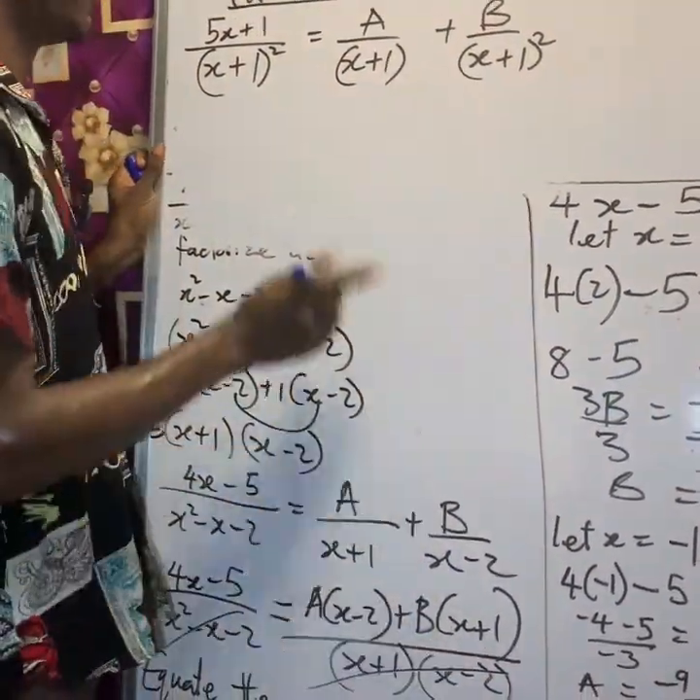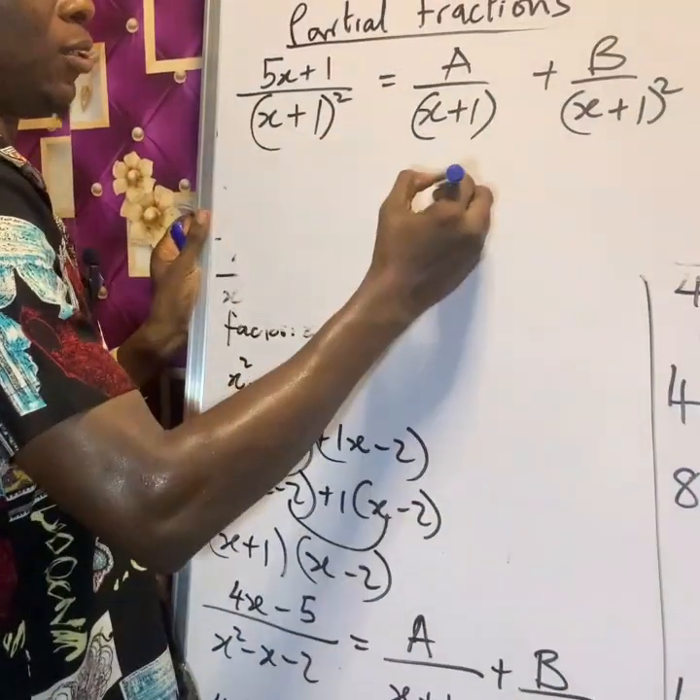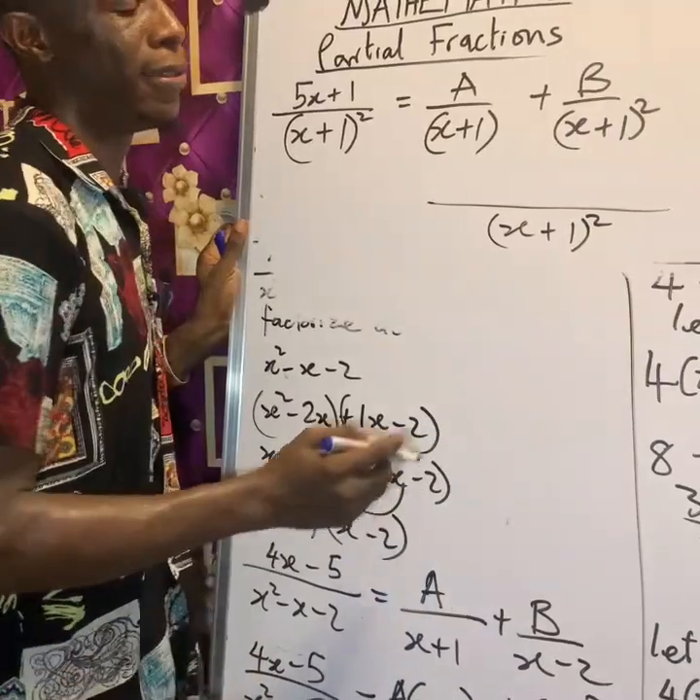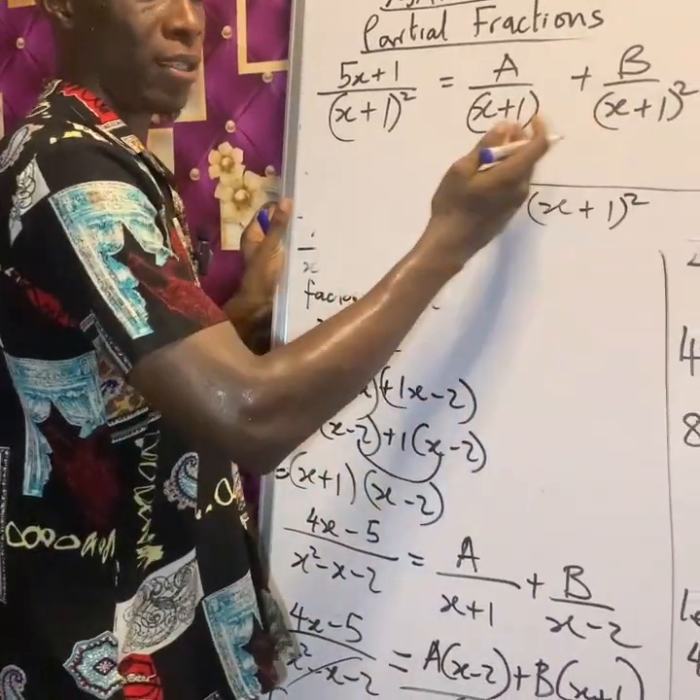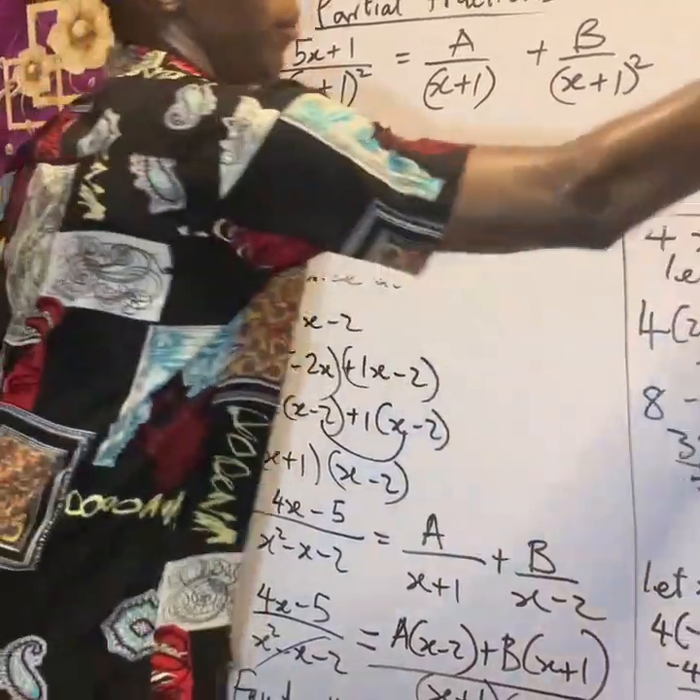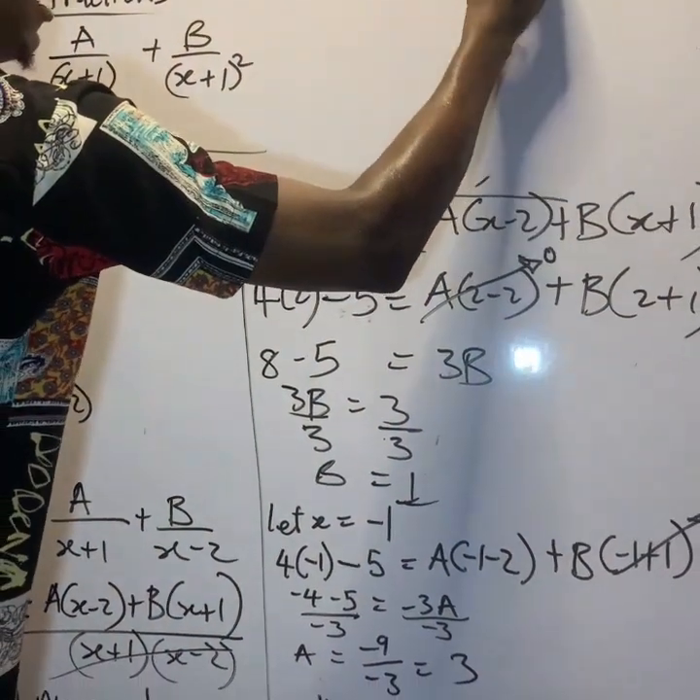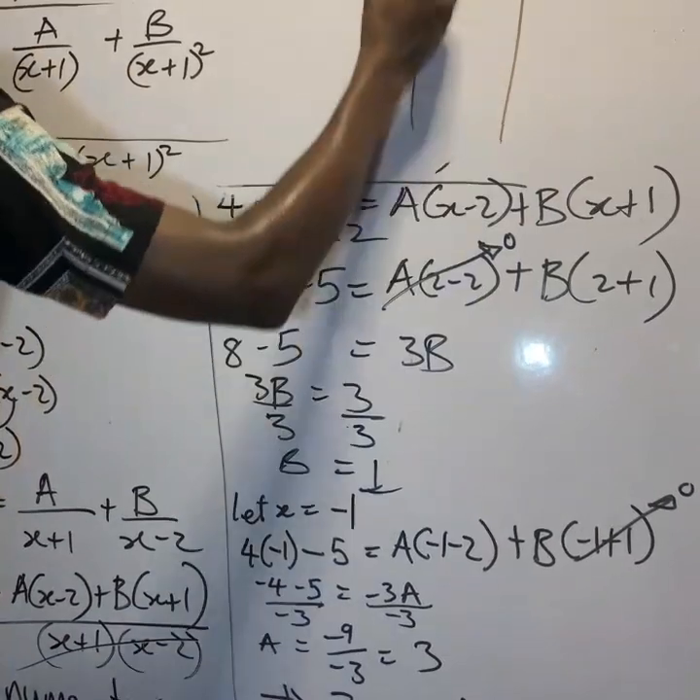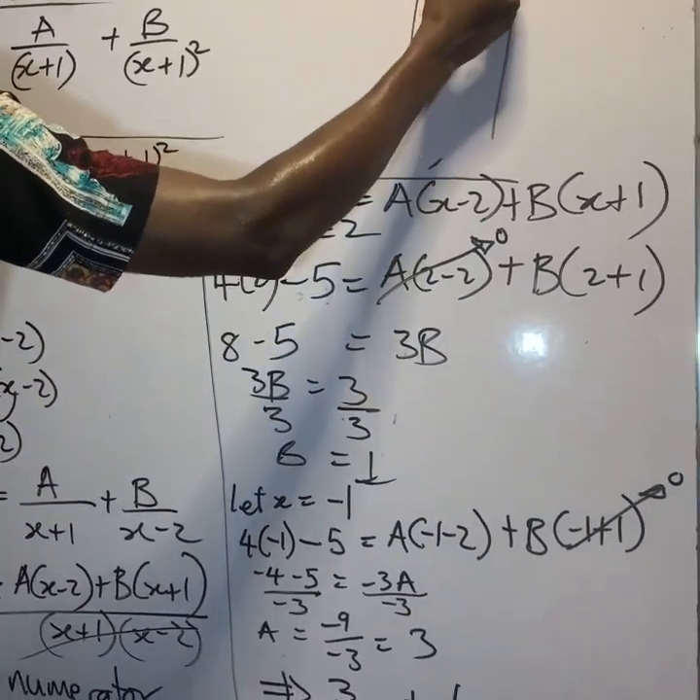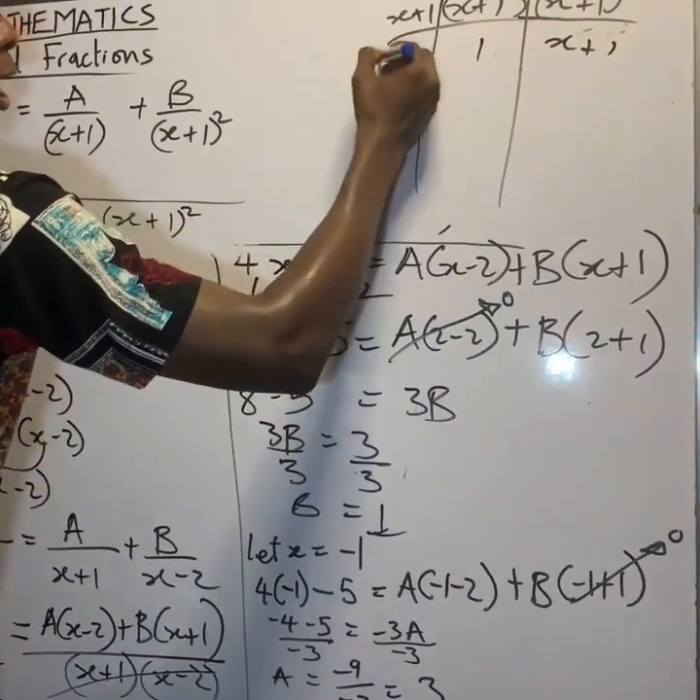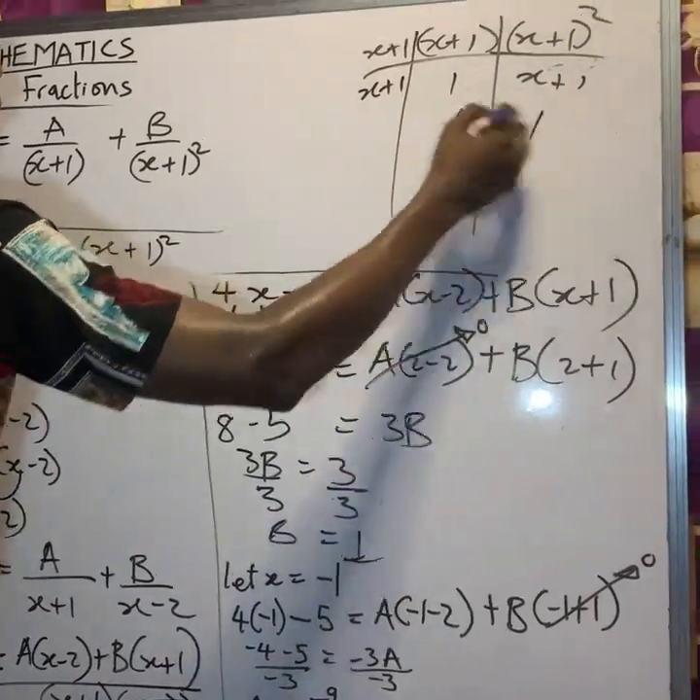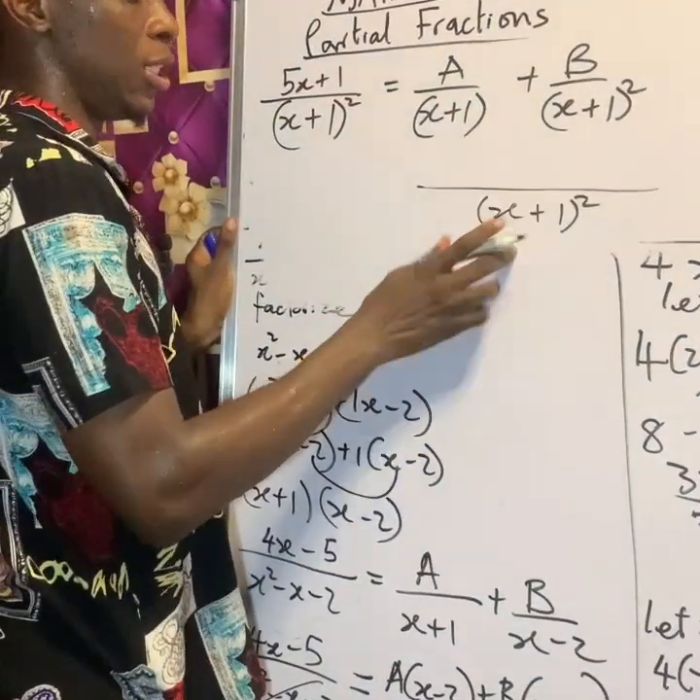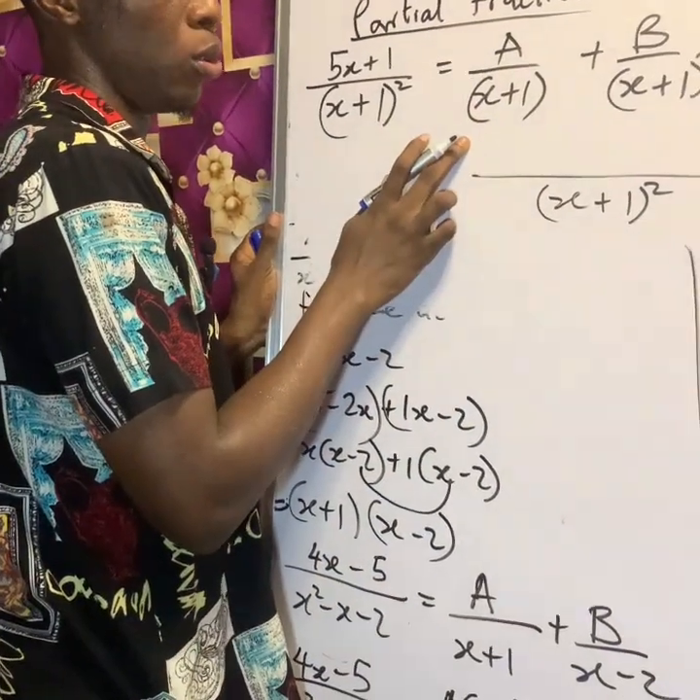So for this, the LCM here is what? x plus 1 square, right? The LCM of x plus 1 and x plus 1 square. You have x plus 1, cancel this, gives you 1. x plus 1 again gives you 1, 1. So this time, this is x plus 1 square. That's a side note. This divided by this gives you x plus 1.